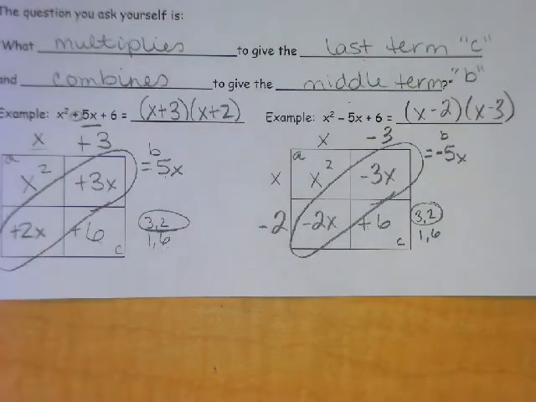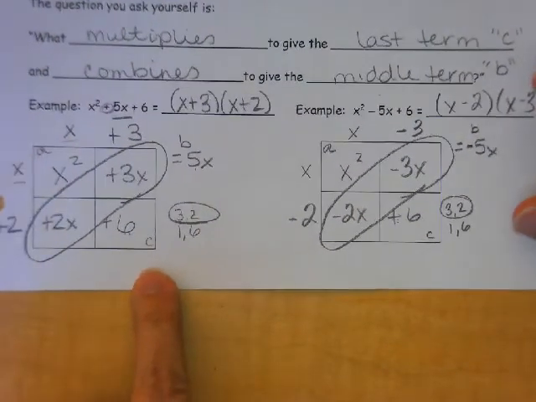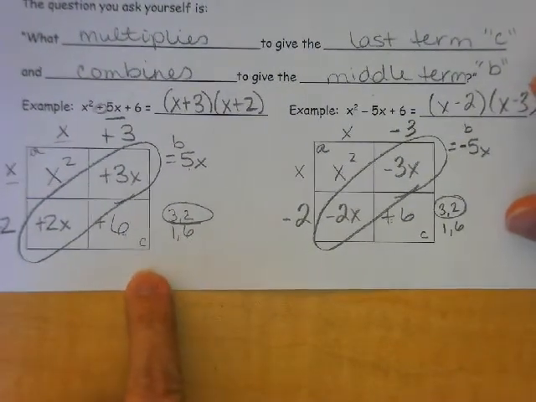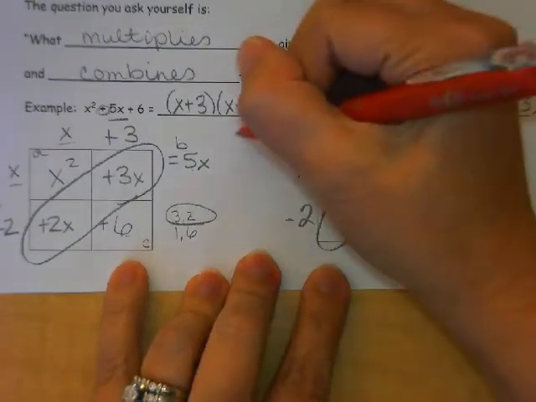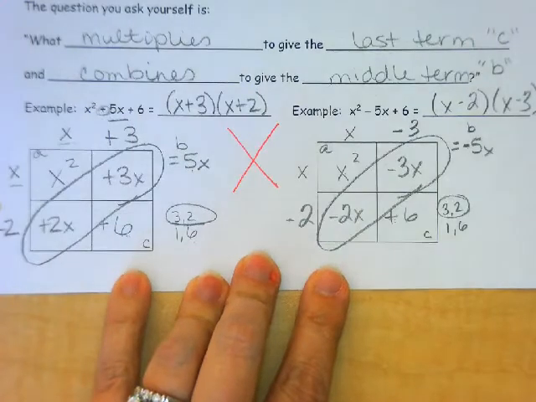Now, if you're like, Mrs. Ray, I don't want to draw a box every single time. Anyone feel like that? All right, I don't blame you. I'm in that boat with you. We can do something called a cross puzzle. Okay? I'm going to stick with these same examples so you can see that we are, in fact, going to get the same answer. So a cross puzzle is a big, giant X.